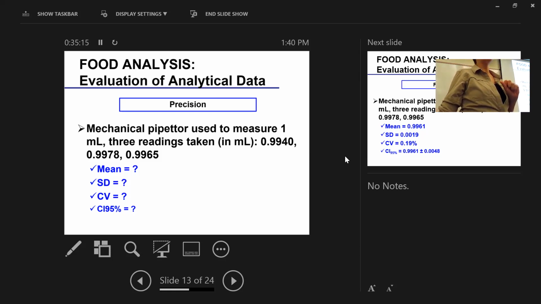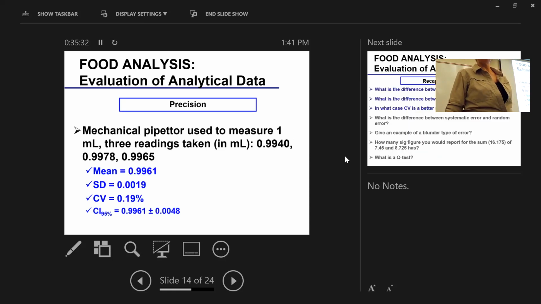Anybody have a coefficient of... or confidence interval? I blanked for a minute. Confidence interval. Okay, we're running out of time. Do you have anything? No.